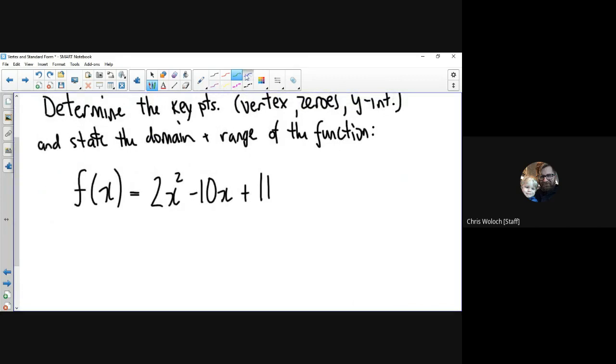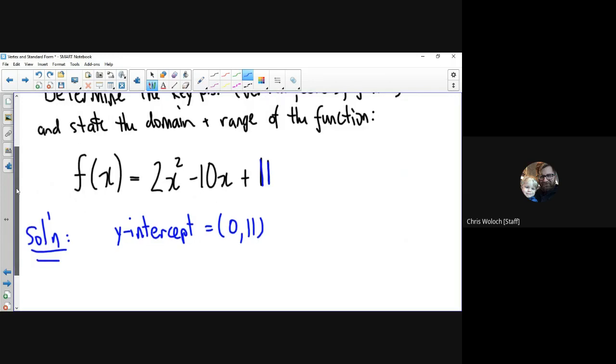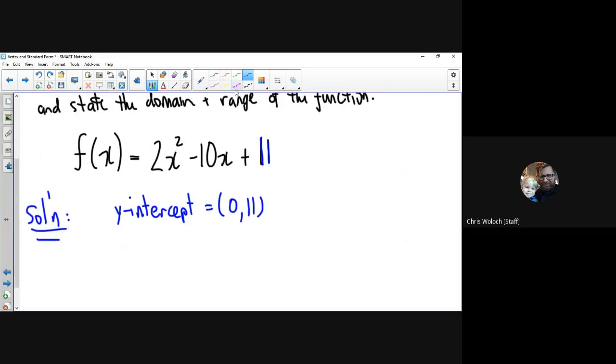Now again, remember, what's the quickest one to get? Well, we already know the y-intercept is just (0, 11), because this 11, the c value in the general standard form equation, is always going to give me the y-intercept. Everything else, unfortunately, I need to work for. So it's going to require a little bit of time. We got this done, so that's good. That's the first thing.